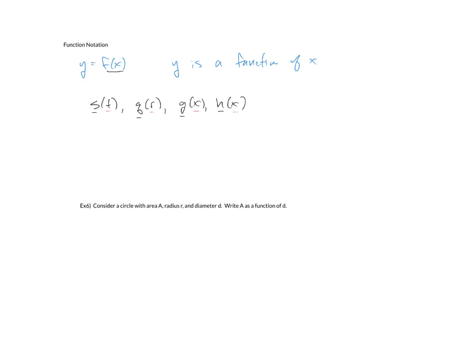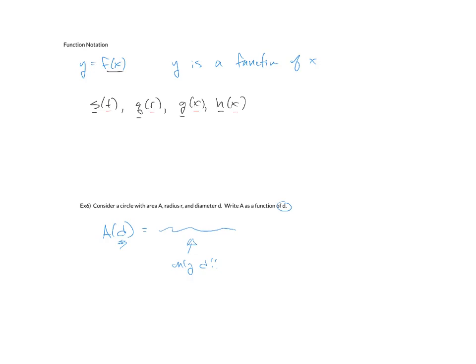So when it comes down to example 6, we're told to consider a circle with area A, radius r, and diameter d, and to write A as a function of d. So if we understand what's actually being asked of us, we're trying to write this, A of d, where we're going to have some big nasty formula here, and the only variable you can have in there would be d, okay, that d right there.